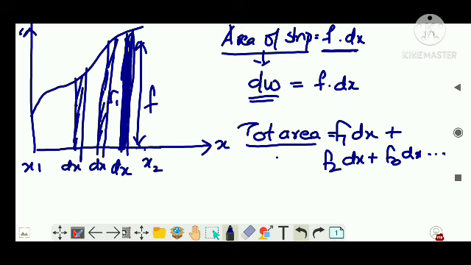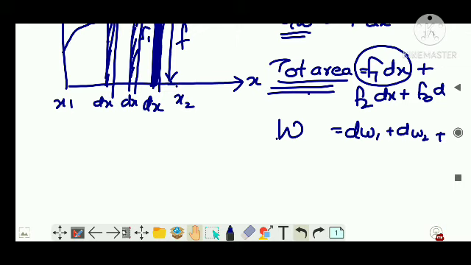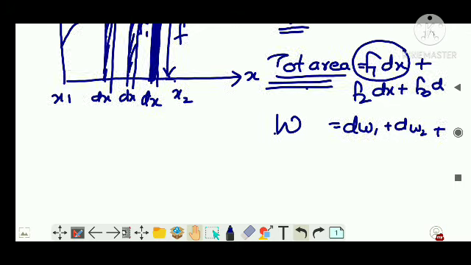Now, each area is f dot dx. What is w1? Let's say it is dw1, small, dw1 plus dw2 plus dw3, and so on, right? So I can say this total area is actually total work. Total work is equal to the sum of small works. When you add them, you get the total work, right? This is a tedious process.